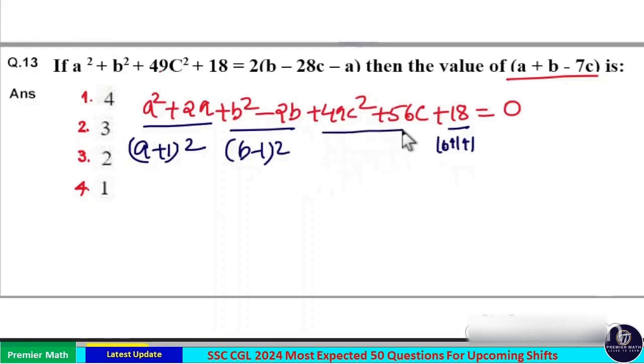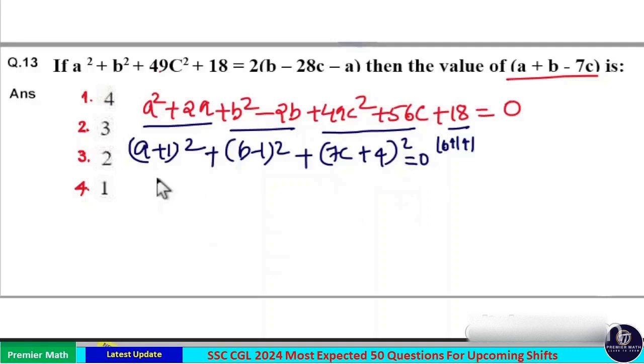Now remaining is 49C square plus 56C. 49C square means (7C) square. So 2 into 7 is 14, 14 into 4 is 56. So (7C plus 4) the whole square is 49C square plus 56C plus 4 square, which is 16. Now this whole term will become (A plus 1) the whole square plus (B minus 1) the whole square plus (7C plus 4) the whole square is equal to 0.